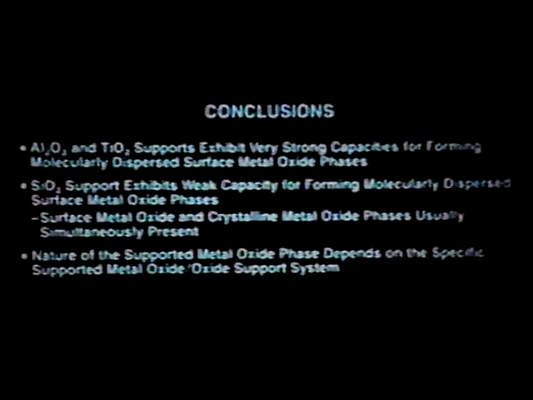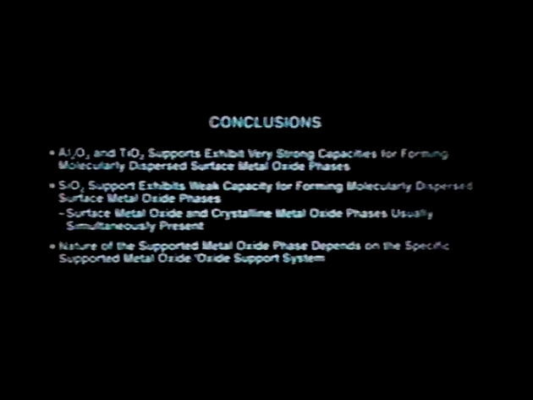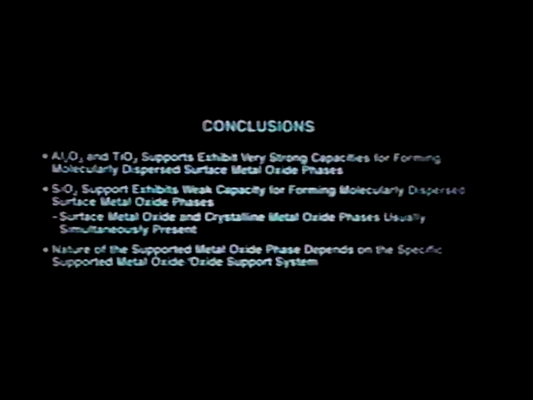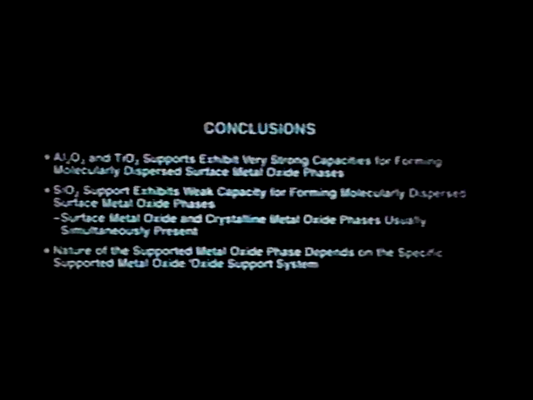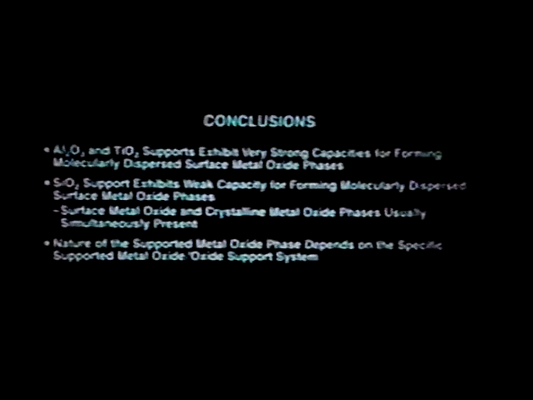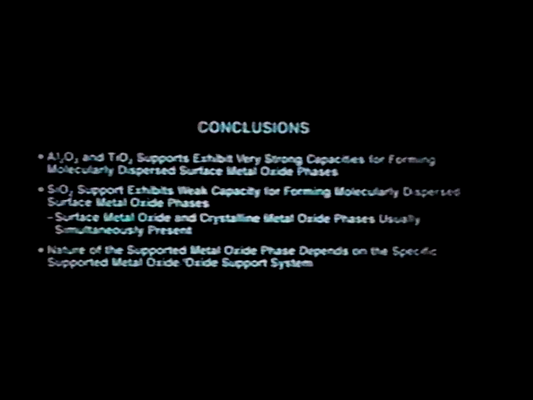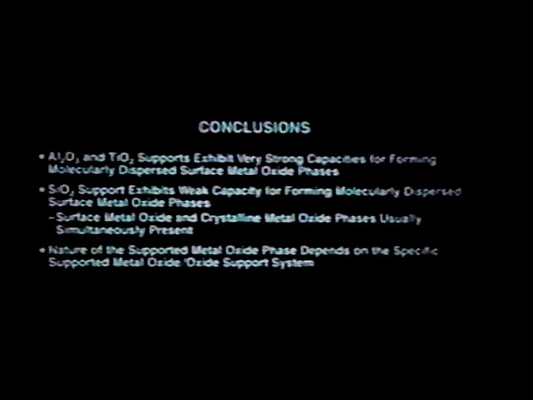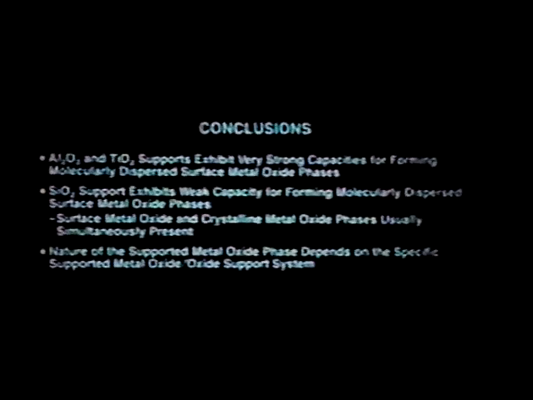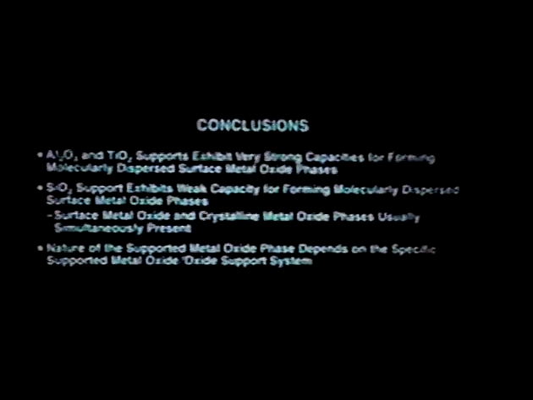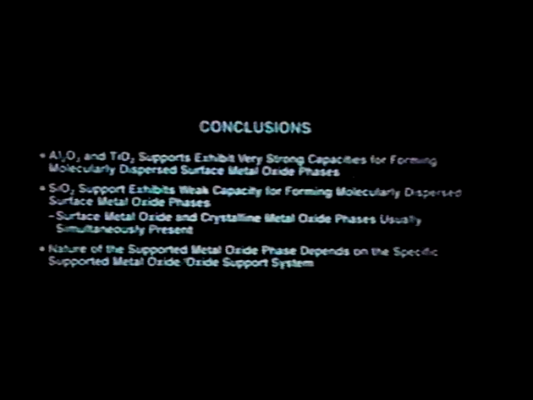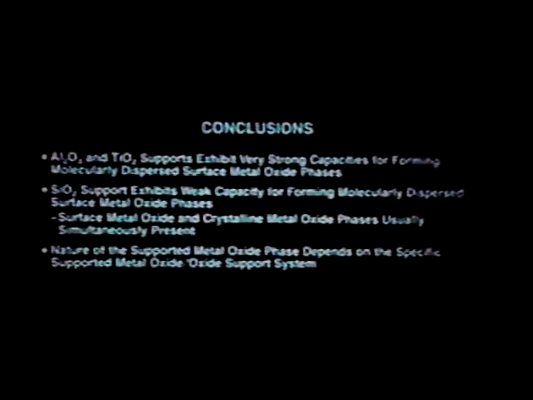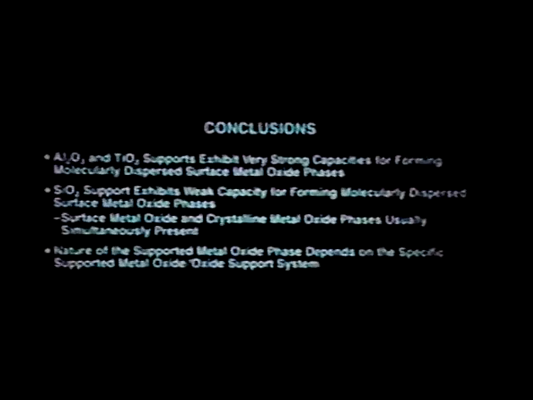So to summarize, what I'm trying to show you here is that alumina and titania supports exhibit very strong capacities for forming molecularly dispersed surface metal oxide phases. The only time you'll get crystallites, even independent of temperature, even at very high temperatures, as long as you're below a monolayer, you will not have any crystallites, unless you do some very special preparation. But the capacities for forming these well-dispersed layers are very, very strong.